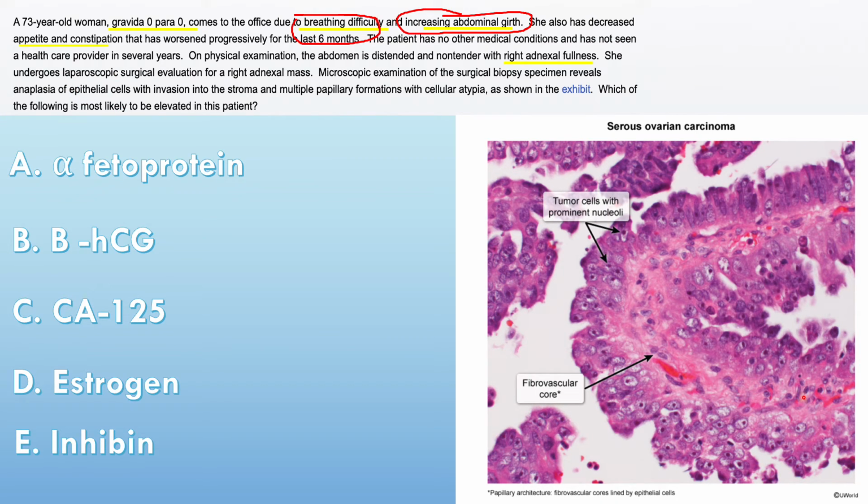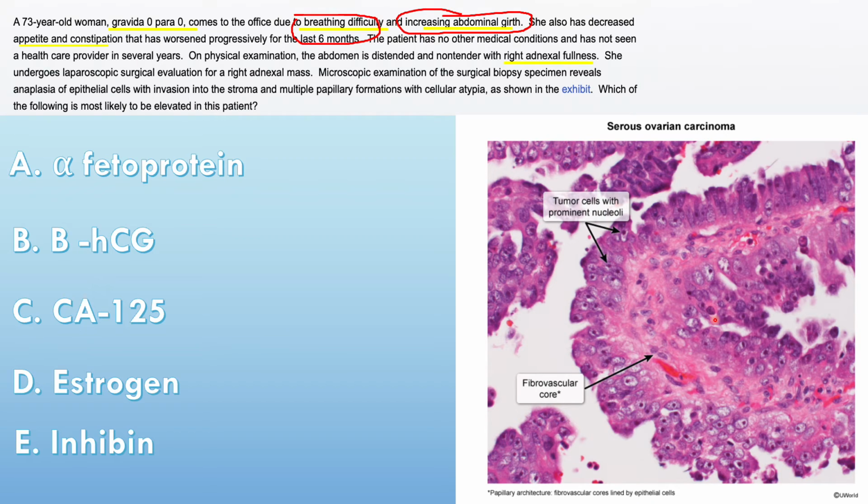Now, once you see this picture, you should obviously know the microscopic picture of serous cystadenocarcinoma, but even if you don't, look at the demographics and the picture of metastasis to the peritoneum, you should figure out that this is an ovarian cancer. Okay, but again, it's not enough for you to figure out it's an ovarian cancer, because you gotta know that it's an epithelial one, and you would know it's an epithelial one from the picture.